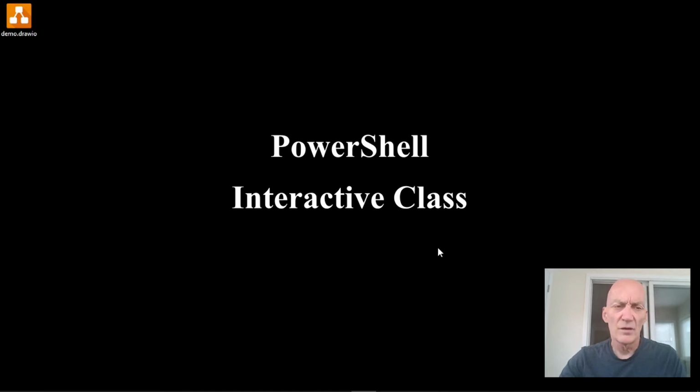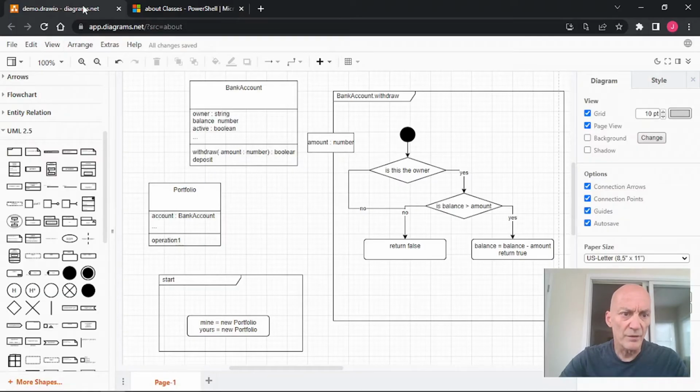In this session, we want to start to get a sense of what it would look like to implement our UML in a real language like PowerShell. So I'm going to bring up my browser here, and remember our bank account object that has properties of owner, balance, and active with a method of withdrawal and deposit. So we're going to focus on those properties first.